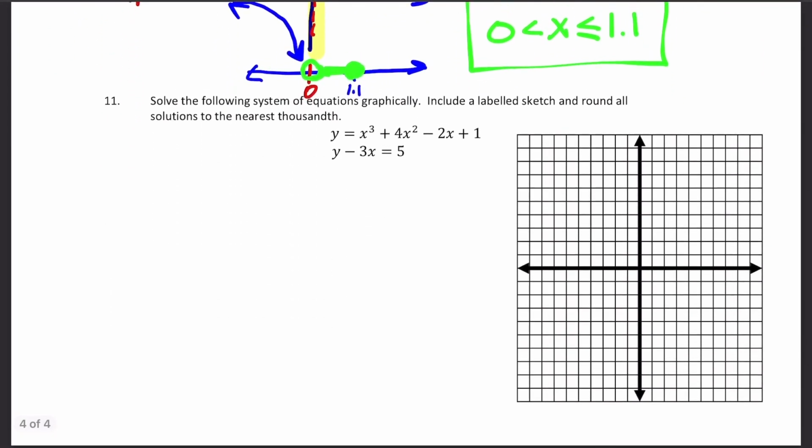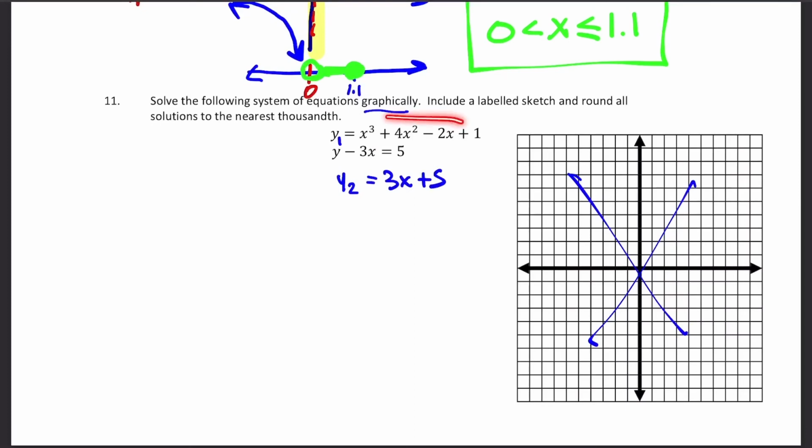Okay, and the last one, finally. I don't know why we gave you guys a grid here. I don't want you using that. All right, when you solve graphically with a calculator, we're just going to have a sketch, not on a grid. This equation is already solved for y. So if you want, you can put a little y1 here. The bottom we just have to add 3x. So maybe y2 equals 3x plus 5.